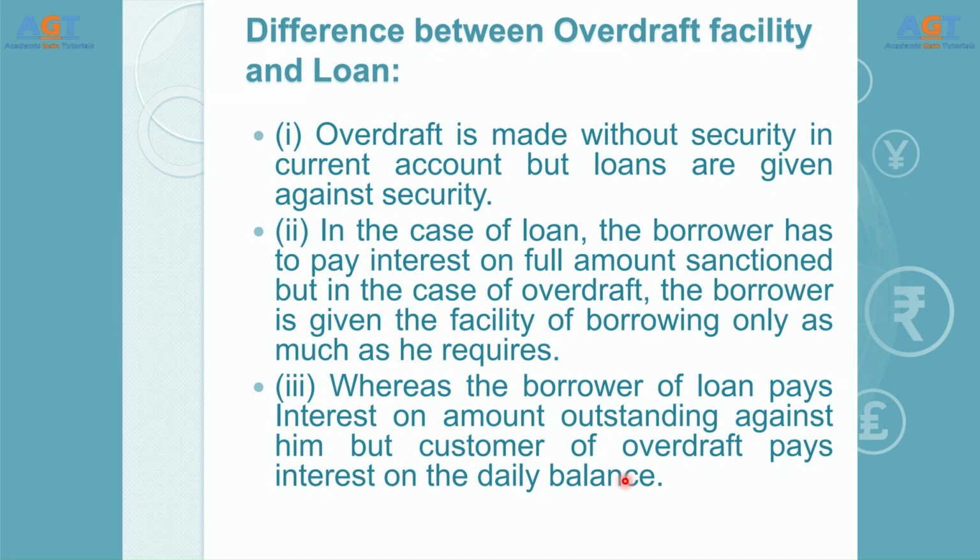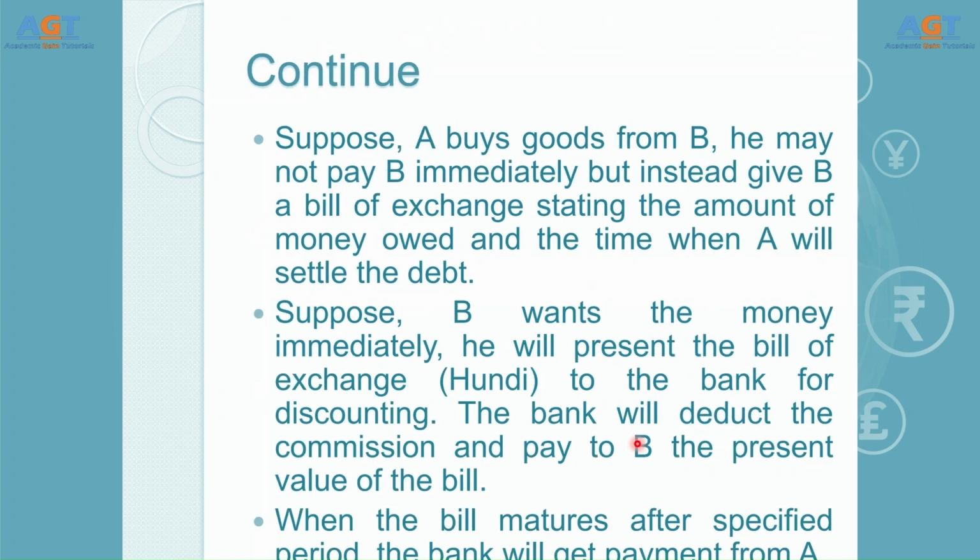With this distinction clear, we now move to the next slide, where we continue with an example explaining the process of bill discounting in practice. Let's see a simple example to make this process clear. Example of bill discounting. Suppose A buys goods from B and cannot pay immediately, so A gives B a bill of exchange stating the amount and payment date. If B wants money immediately, B takes the bill to the bank for discounting. The bank deducts commission and pays B the present value. When the bill matures, the bank collects payment from A.